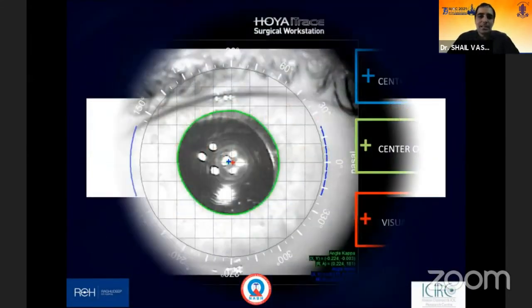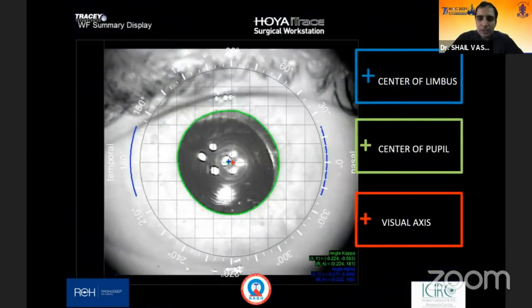And I acknowledge the contribution of Samresh in making and explaining these slides to us, that the IOL basically sits in the center of the capsular bag. Now, there's no way we can measure the center of the capsular bag. So therefore, we use a surrogate measure, the center of the limbus, whereas the light is actually going to pass through the visual axis.